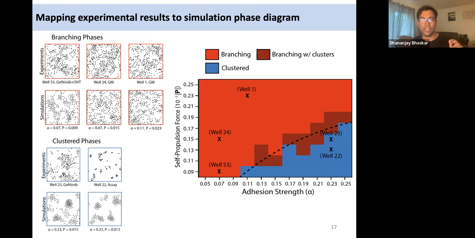So we can start applying various drug perturbations to these cells at different concentrations, and we can see how that mapping moves around in our simulation phase diagram. And so that is a very powerful technique that allows us to connect simulations and mathematical models to actual experiments, and it allows us to quantitatively figure out how experimental perturbations map onto changes to simulation parameters.